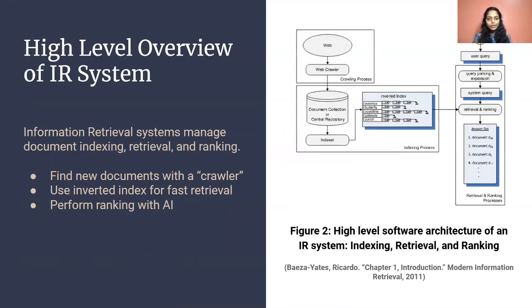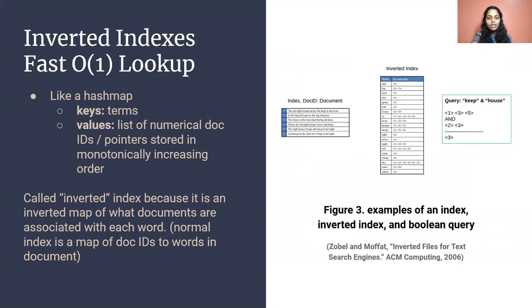From a high-level overview, information retrieval systems have three parts: indexing new documents, retrieving documents, and ranking how well documents match a user query. A huge information retrieval system like Google finds new documents with a crawler that traces page links, performs fast retrieval by using an inverted index data structure, and performs ranking with artificial intelligence. Let's focus on the inverted index data structure.